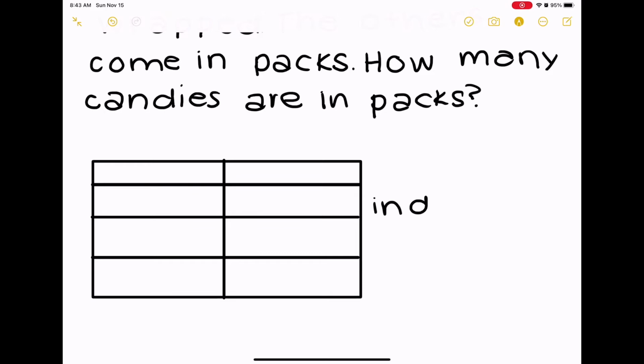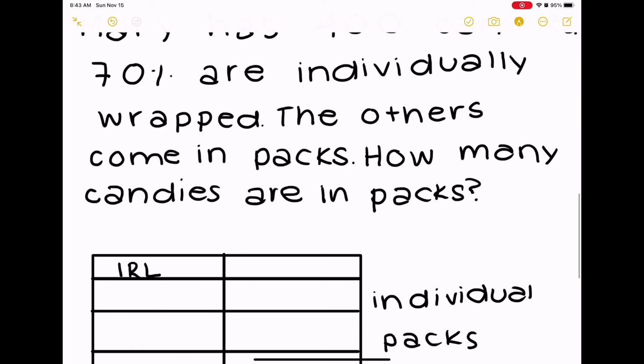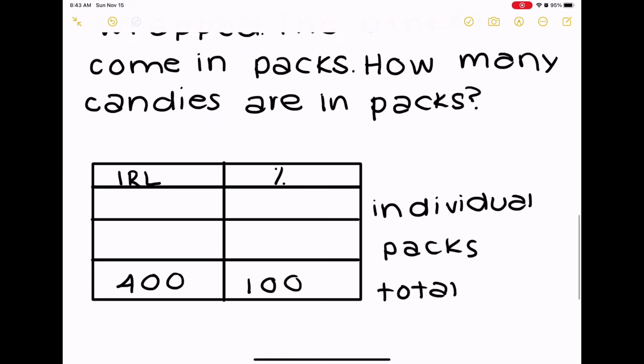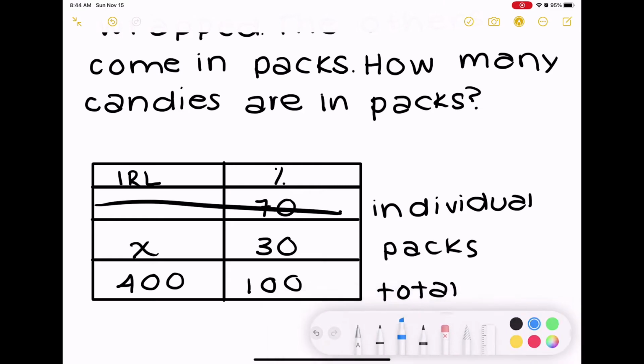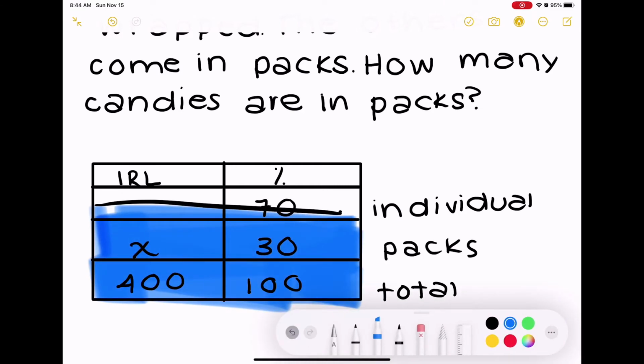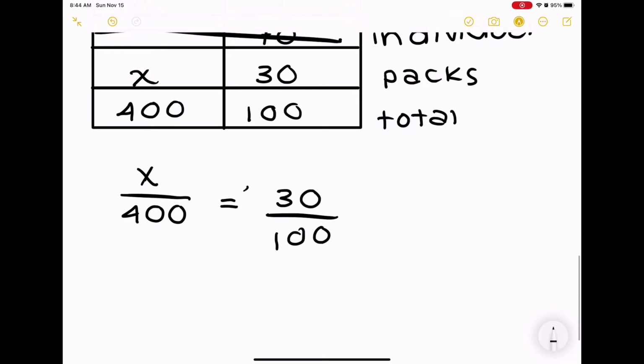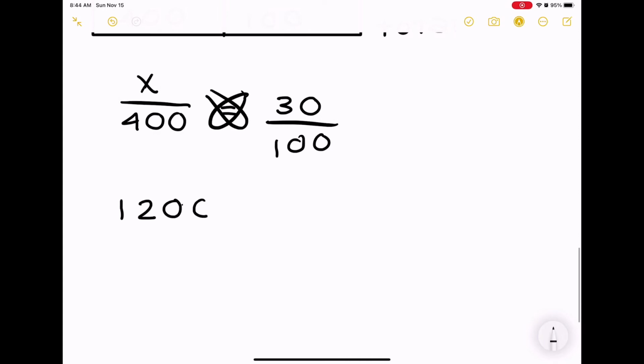The bottom one is always for the total. We have one row for the individually wrapped, one for the packs, and one for the total. One of the columns is in real life and the other one is percent. We know there's a total of 400 candies and the total percent is always 100. We know there are 70% individual wraps, and 100 minus 70 is 30. Therefore, the packs must be 30%. We have to use the bottom proportion, because you cannot have 2 variables in a proportion, and if we tried another proportion, it would have 2 variables. So we have x over 400 is equal to 30 over 100.